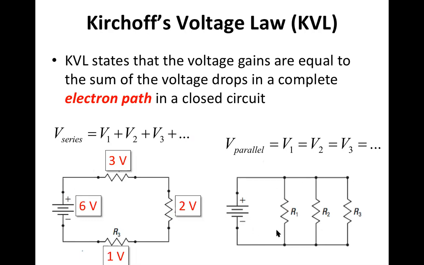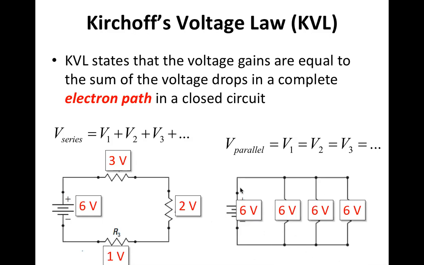Since an electron has 1 of 3 branches to choose from, no matter which path, the electron will only encounter 1 load in this case. So if you gain 6 volts across the battery, you're going to drop off 6 volts at that first branch if that's what the electron chooses, or 6 volts at the next branch, or 6 volts at the next. So the voltage across the parallel branches will always be the same.